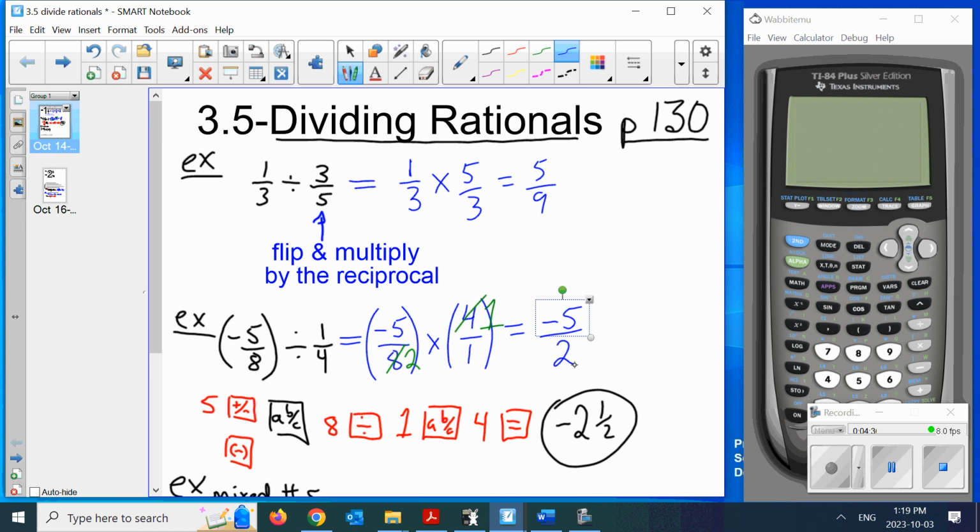And if later on you want to figure out why does flipping and multiplying work for division, I can talk to you about that later. Right now, we're not going to worry so much. Now, I want you guys to get out your handheld calculators that you have. The one I have on the board doesn't work like that.